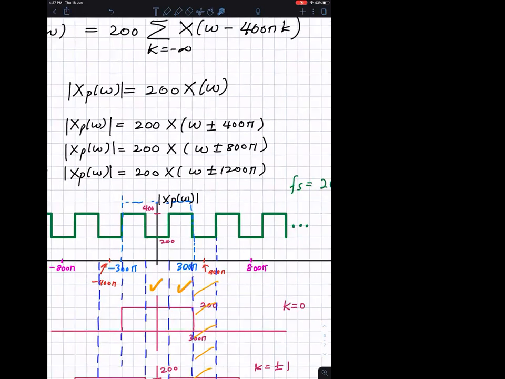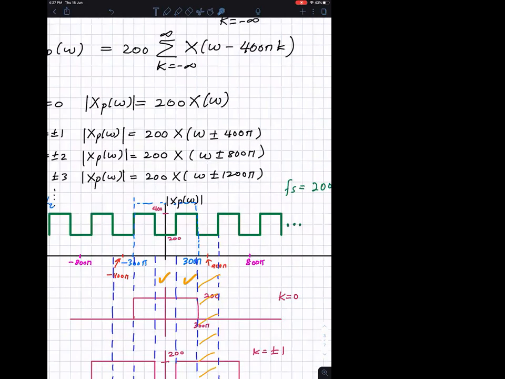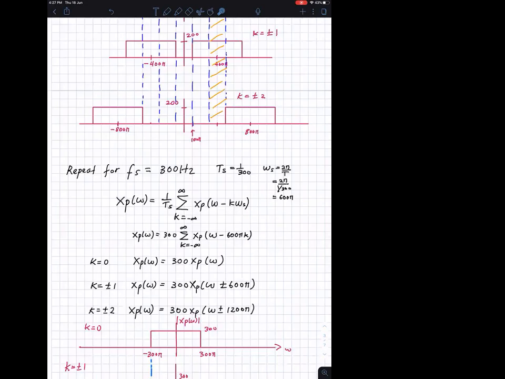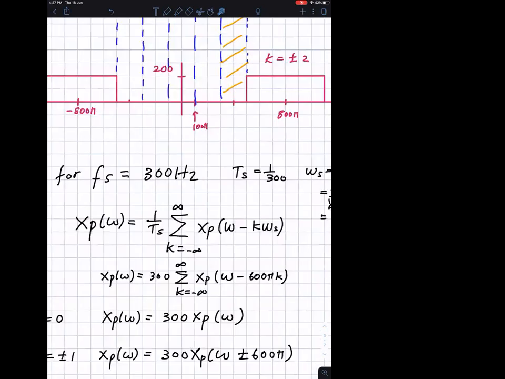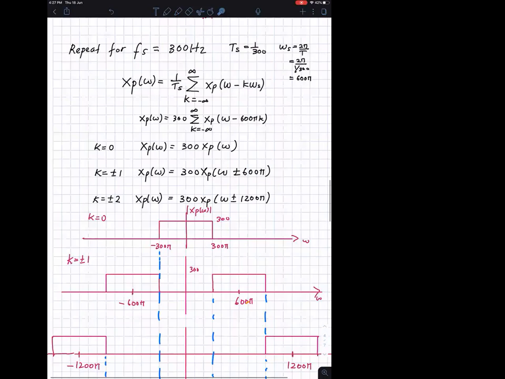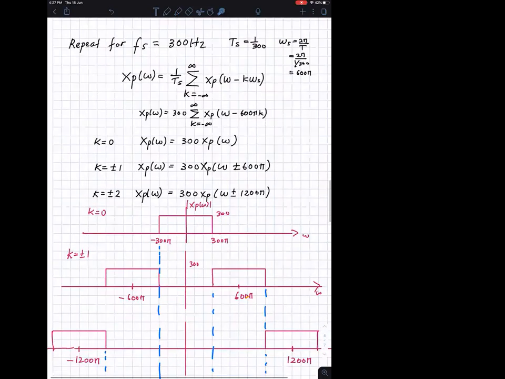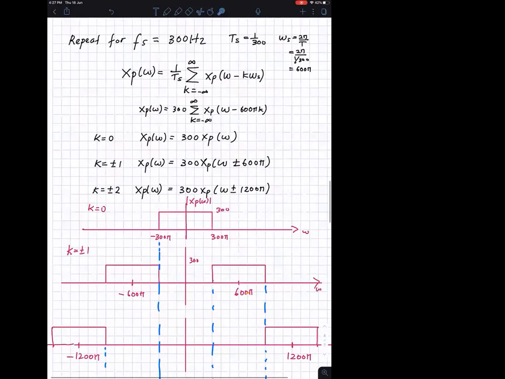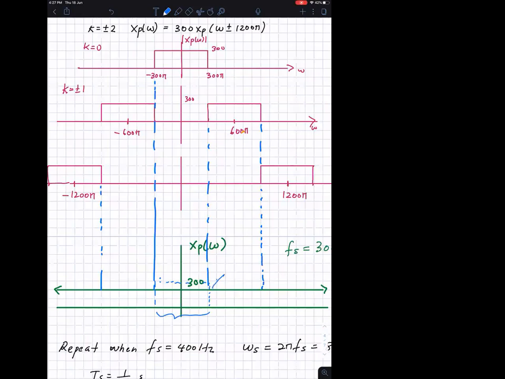Okay, you look at the next sampling frequency. If I increase the sampling frequency to 300, what happens? Let's say I use a filter to try to recover this amplitude. I might be able to recover, but still you're on the borderline. You see, on the borderline, still at plus minus 300 pi right here.